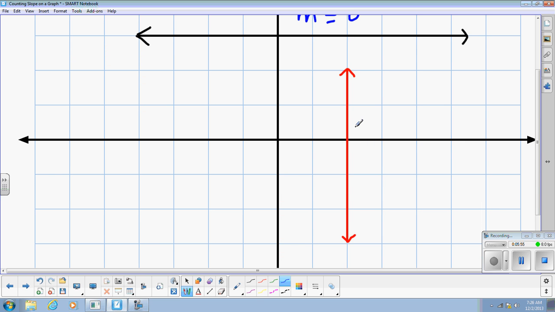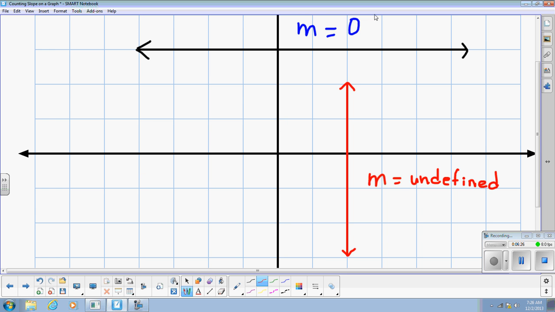Now I have this red line down here. This line is doing nothing but going up and down. Well, when you have a line that's going up and down, we say m is called undefined. And in a future video, you're going to see why we call it undefined. It will be much clearer as to why we call it that when we actually show you how to calculate the slope. All right, so you have a flat line, always has a slope of 0.